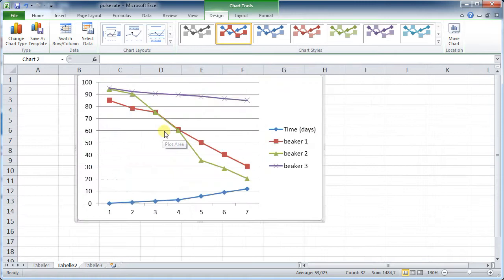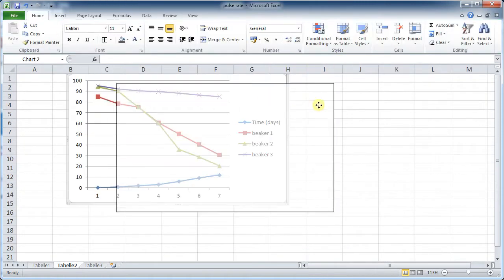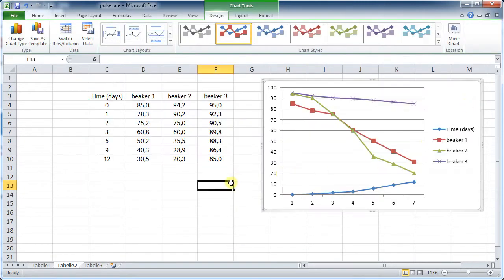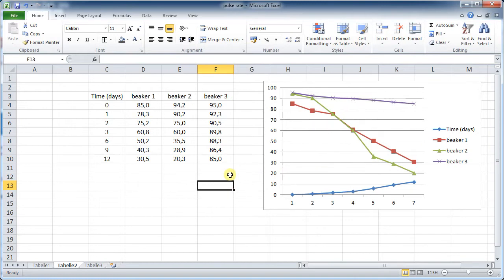Let's make it a little bit smaller here again. You have a nice graph. But there's some problem over here because how many lines do I see? I see 1, 2, 3, 4 lines. Why is that? Because this line over here, which is going up, is the time in days. It made a line for this one, for this one, for this one, and for this one. And that's of course not what we want.